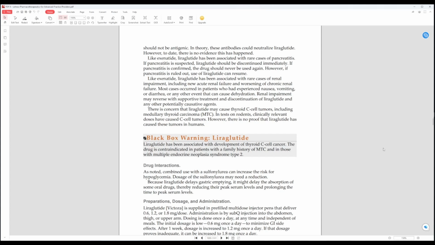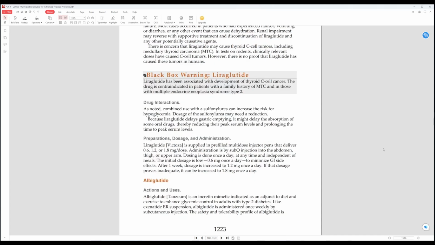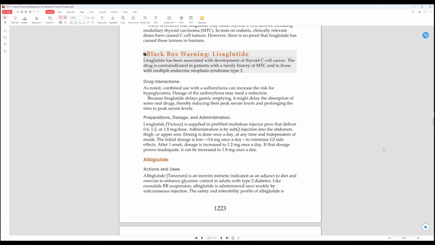There is concern that liraglutide may cause thyroid C-cell tumors, including medullary thyroid carcinoma. In tests on rodents, clinically relevant doses have caused C-cell tumors. However, there's no proof that liraglutide has caused these tumors in humans. So it carries a black box warning.